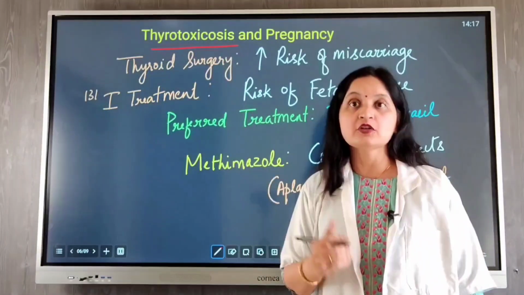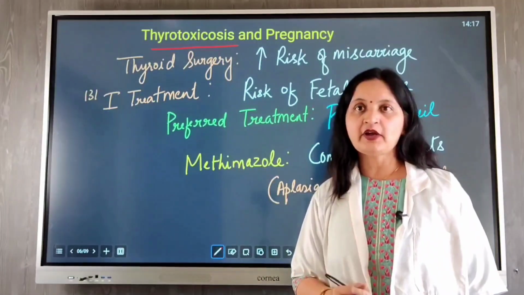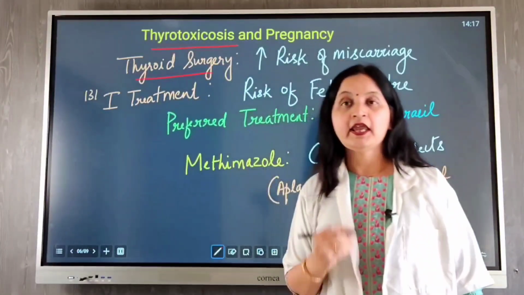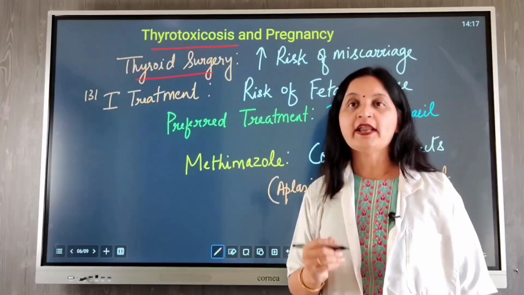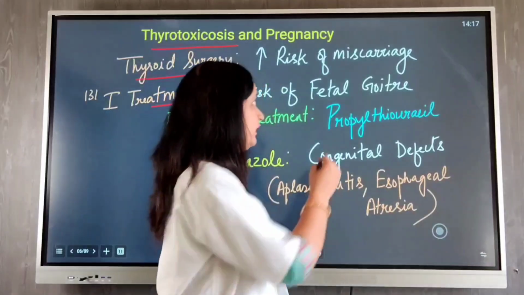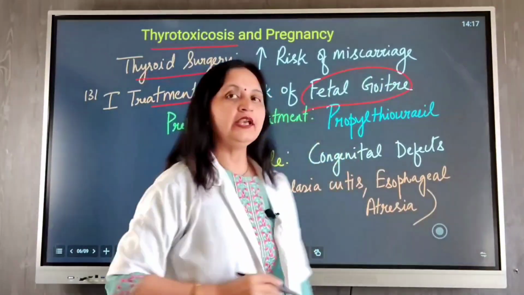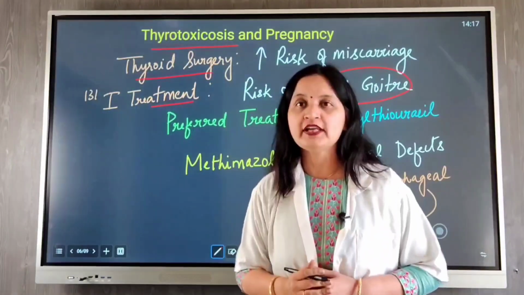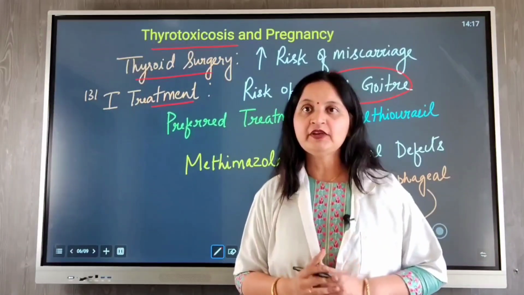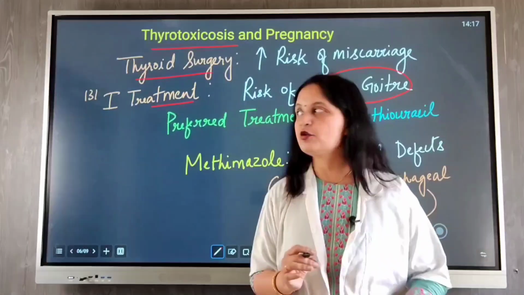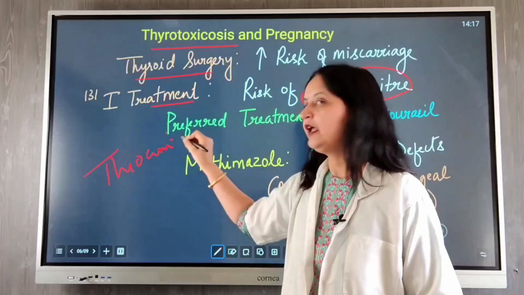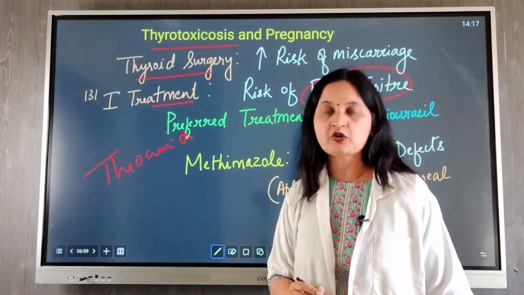So thyrotoxicosis can also occur in a pregnant woman, and let's look at the treatment options. So thyroid surgery in a pregnant woman increases the risk of miscarriage, whereas radioactive iodine treatment increases the risk of fetal goiter. So fetal goiter can occur with radioactive iodine treatment, exposure to radiation, and surgery increases the risk of miscarriage. Therefore, preferred treatment in a pregnant woman with thyrotoxicosis is thioamides. So thioamides are preferred in a pregnant woman with thyrotoxicosis.